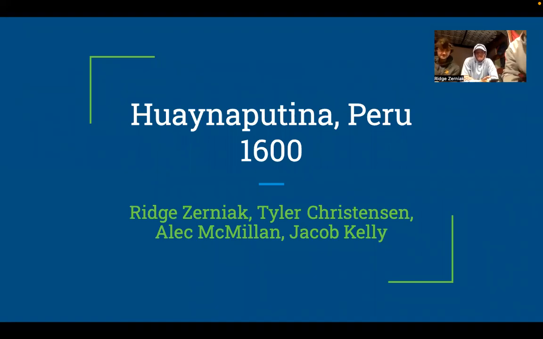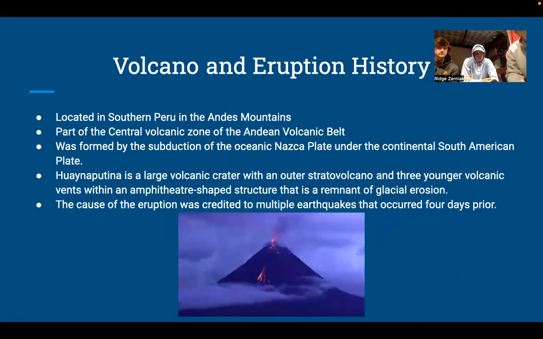This is our presentation on Huaynaputina. Beginning with the volcano and eruption history. This volcano is located in southern Peru in the Andes Mountains. It is part of the central volcanic zone of the Andean volcanic belt. It was formed by the subduction of the oceanic Nazca Plate under the continental South American Plate.